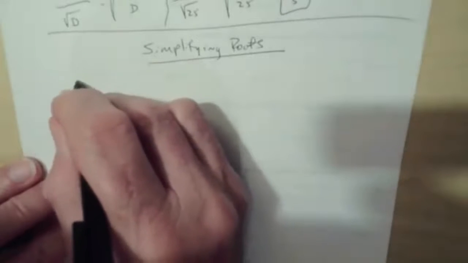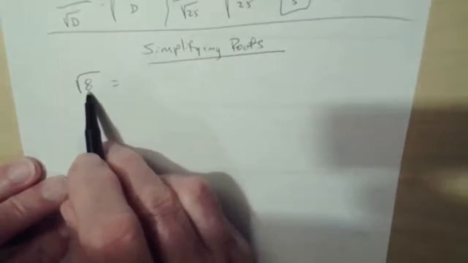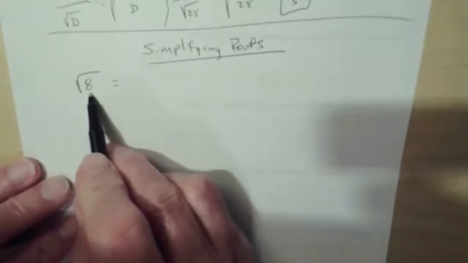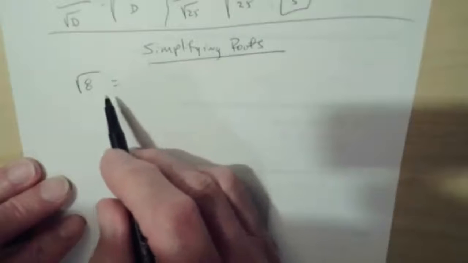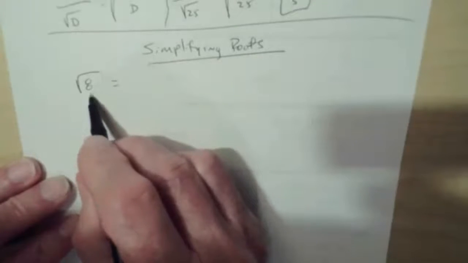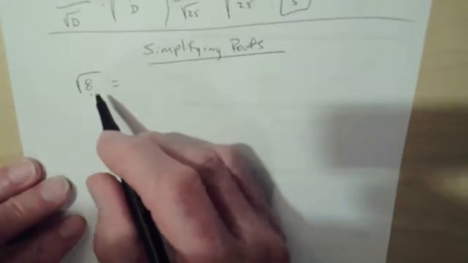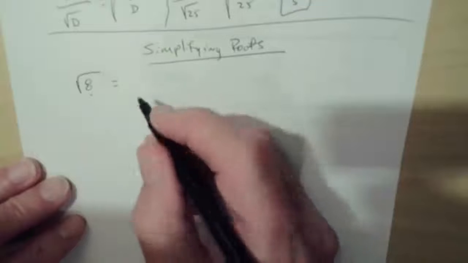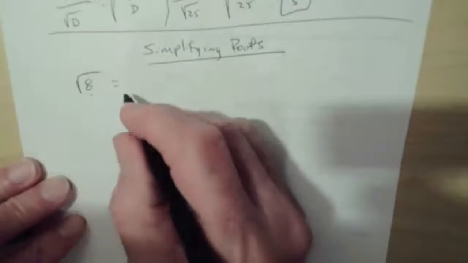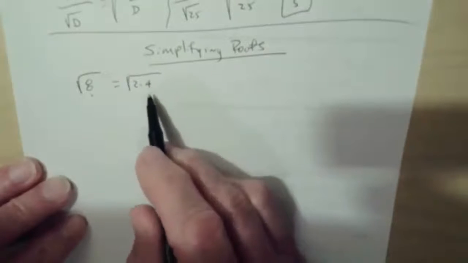So if we have the square root of 8, what we want to do is factor the 8 into two numbers where one of them is a perfect square. And the perfect squares, I sent you a sheet on those. First divide by 2, then by 3, then by 4, then by 5, and like that, and see if you can get a perfect square. So if we divide 8 by 2, we get the square root of 2 times 4. And 4 is a perfect square.